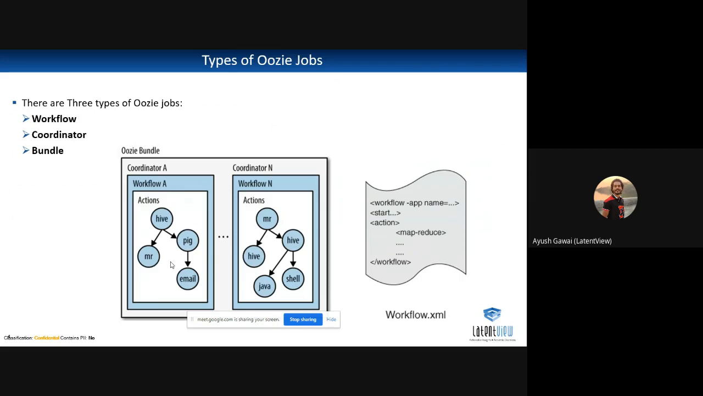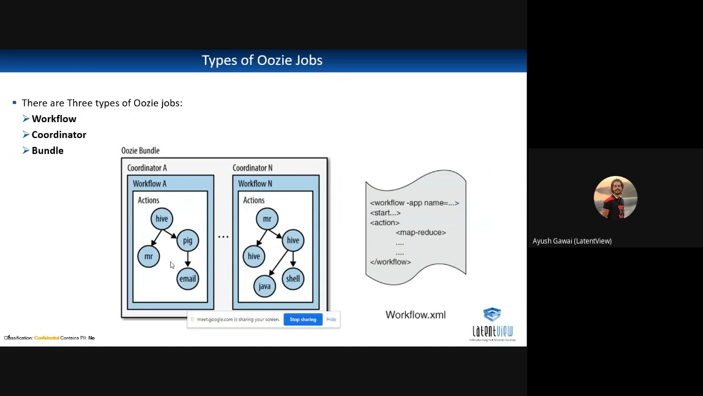Now let's talk about the types I told you about. There are basically two main types, workflow and coordinator, and there's also one new type which was introduced in the fourth version, which is the bundle, the Oozie bundle. Let me first talk about what the Oozie bundle is. An Oozie bundle runs the coordinator jobs.